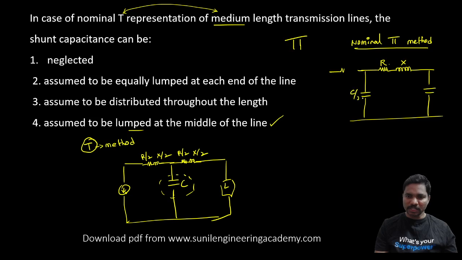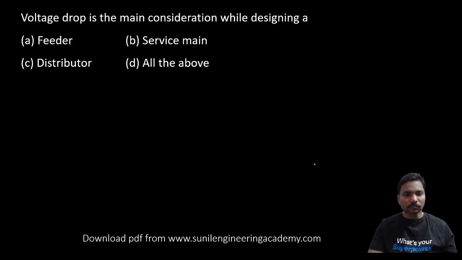Here the capacitance is divided: half at the starting, that means the supply side, and half of the capacitance at the load side. So in case of nominal pi method, it is equally lumped at each end of the line. Equally lumped at each end of the line. So that is the nominal pi method. Okay, all of you clear? Coming to the next question.